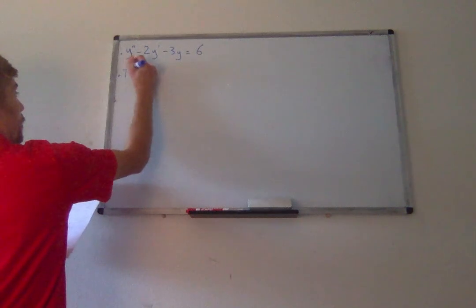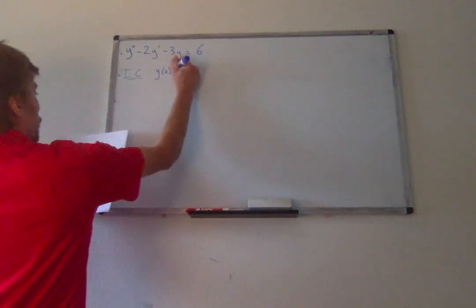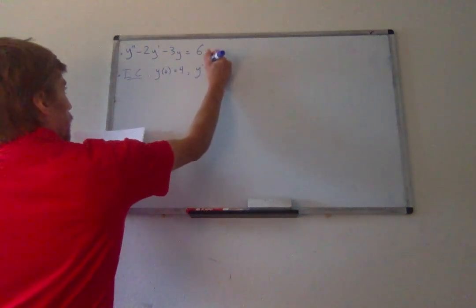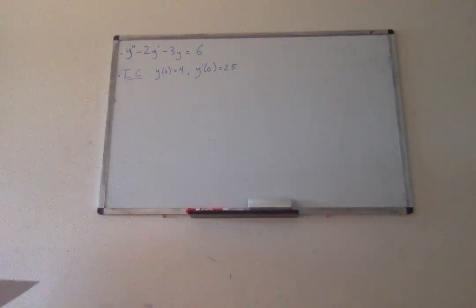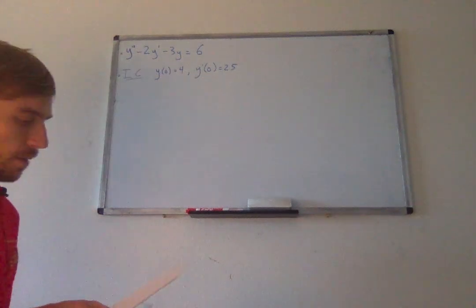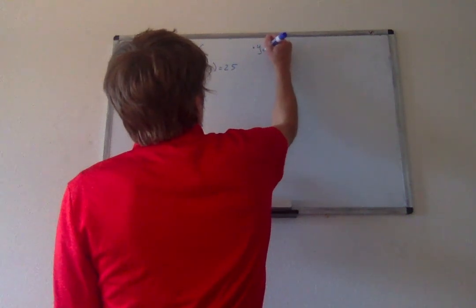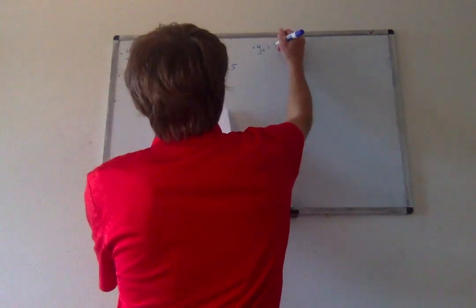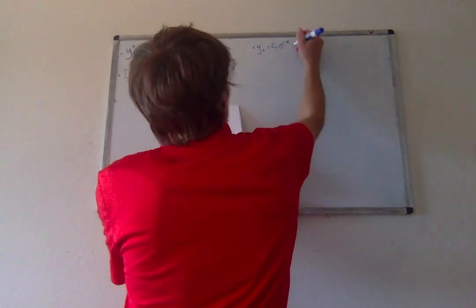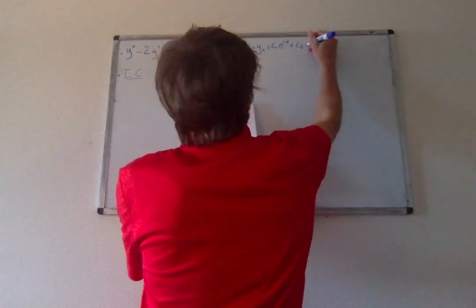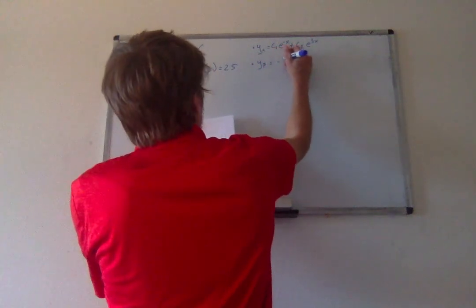The initial conditions were given that y(0) equals 4 and y'(0) equals 25. Then we're given the solution y sub c is equal to c1 e to the minus x plus c2 e to the 3x, and a particular solution y sub p is equal to negative 2.